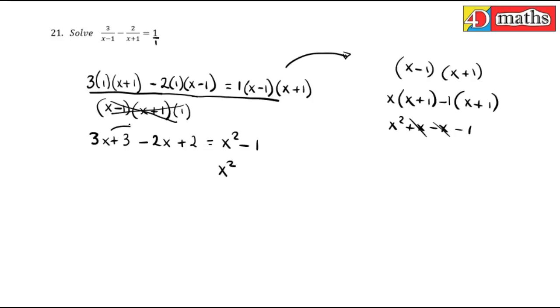I'm going to bring the 3x over and the 2x over, so that becomes minus 3x plus 2x. I'm going to bring the 3 over, because of minus 3, plus 2 over, minus 2, and the minus 1. So this becomes x squared minus 1x minus 6. It's equal to 0 now.